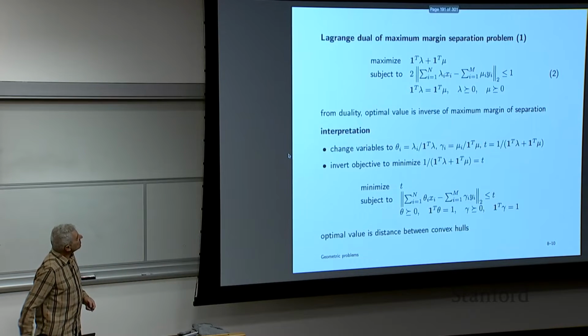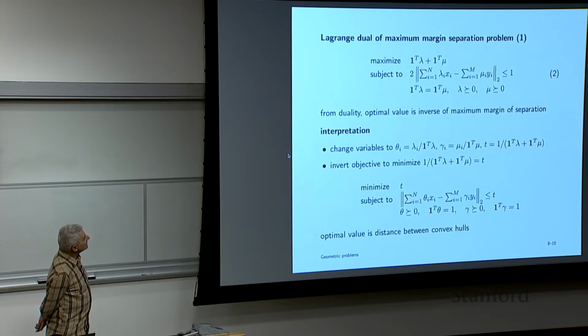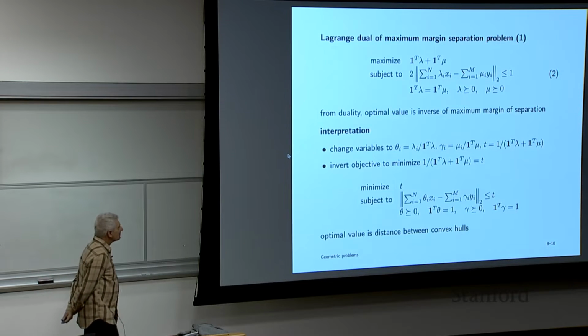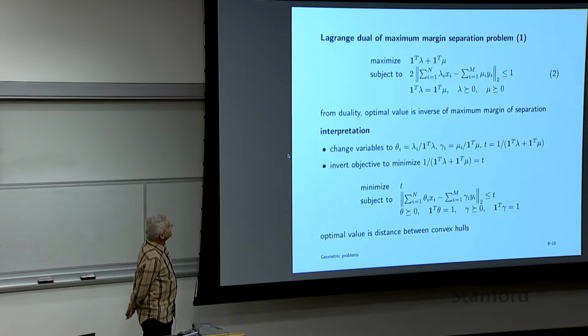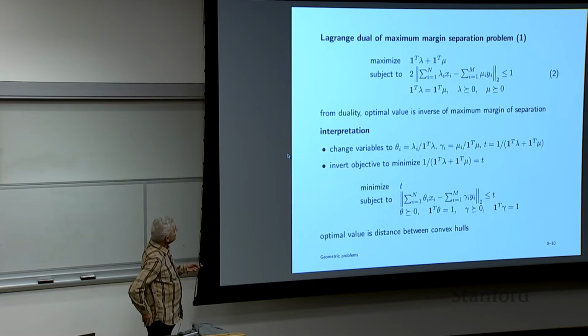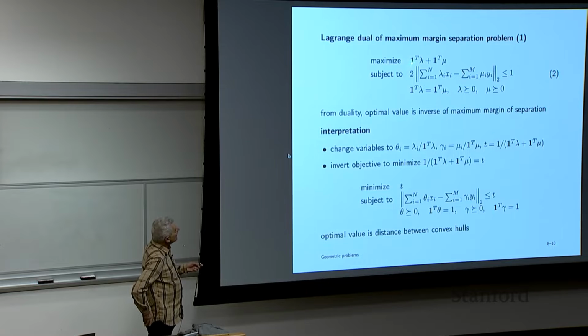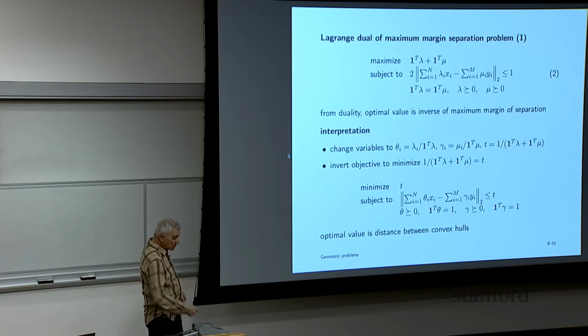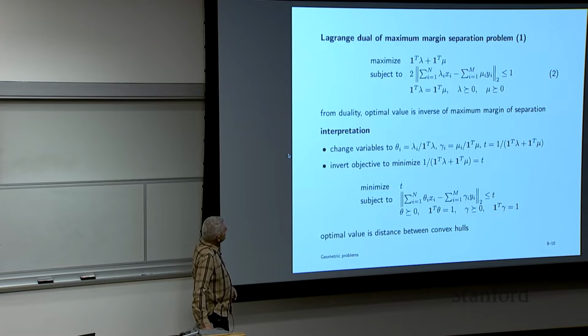Okay. So if you work out what the Lagrange dual is, you get something that looks like this, right? You have these two sets of inequalities, and you end up with something like this. You should maximize 1 transpose lambda plus 1 transpose mu, subject to this. It's actually kind of interesting, right? It says that the sum of the lambdas and the sum of the mu's have to be equal.